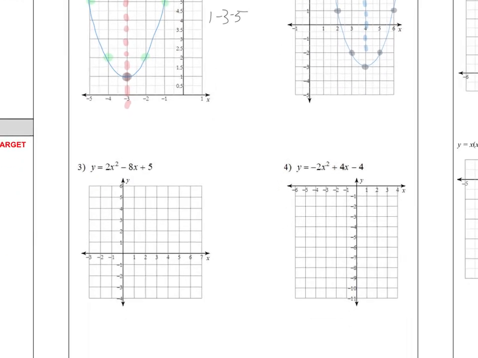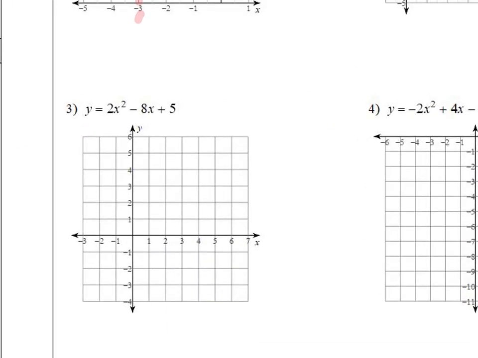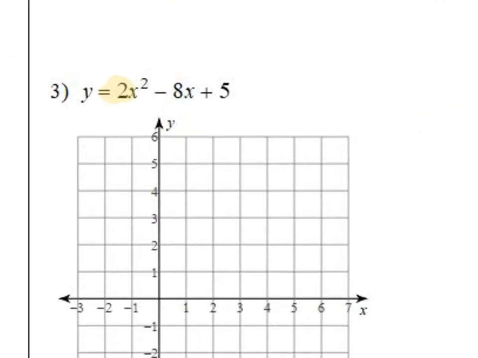Two more. All right, here we've got 2x squared minus 8x plus 5. Well, immediately some of you might notice, hey, we've got a different a value. So that's going to change our counting. Instead of 1, 3, 5, that's going to be 2, 6, 10. All right, let's get our vertex first.